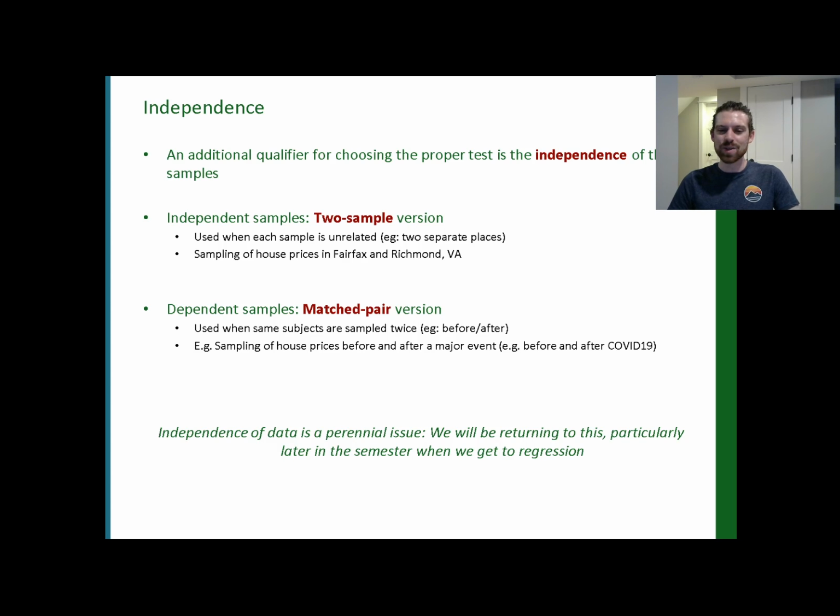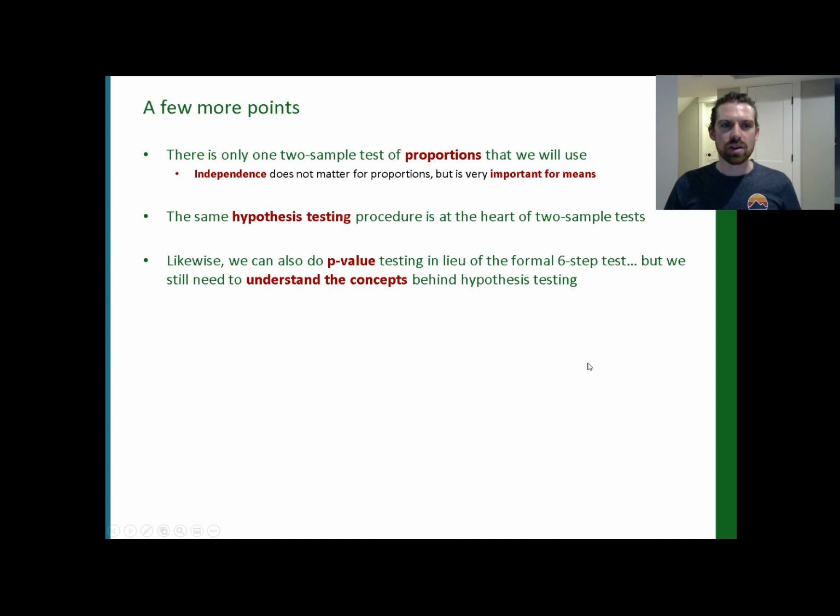And I will continue to raise that as we move towards the end of term and start to get into things like regression modeling, okay? So a few more points. There's only one 2-sample test of proportions that we're going to cover, and independence doesn't really matter so much for proportions, but it's really important when we get to means. The same hypothesis testing procedure will be carried out.